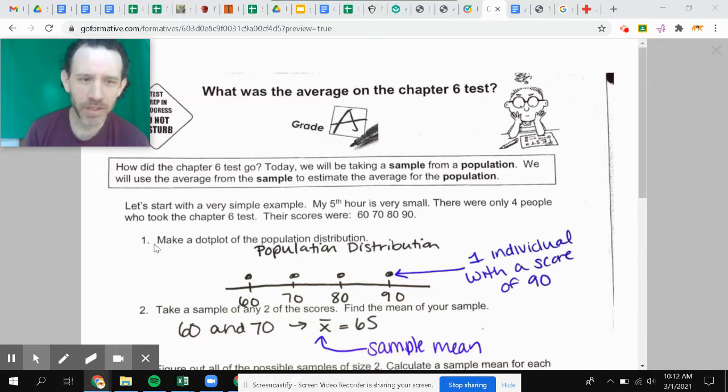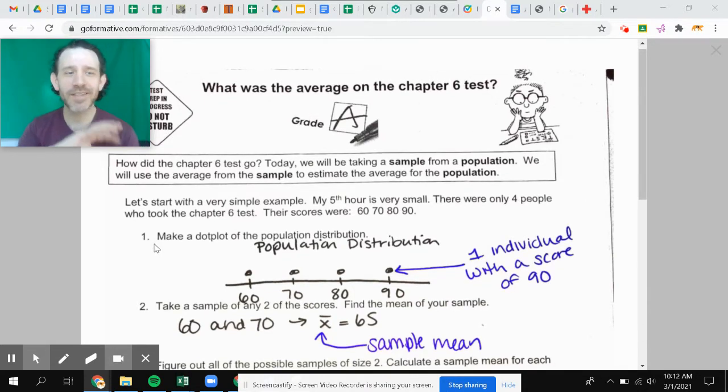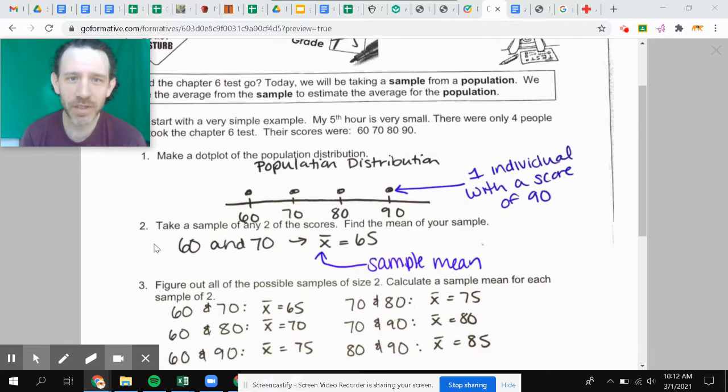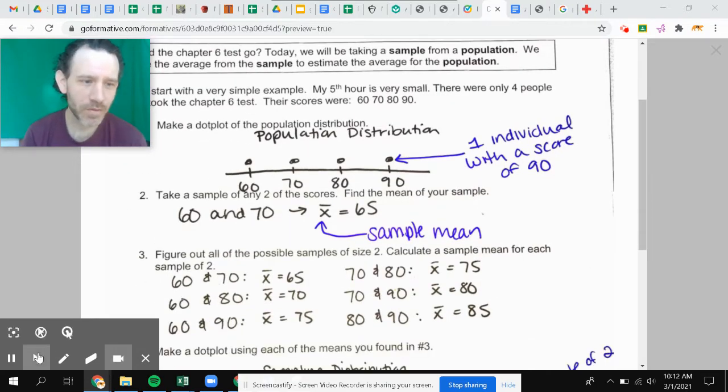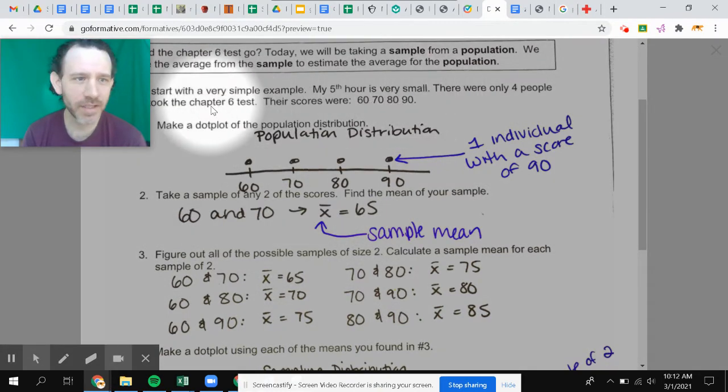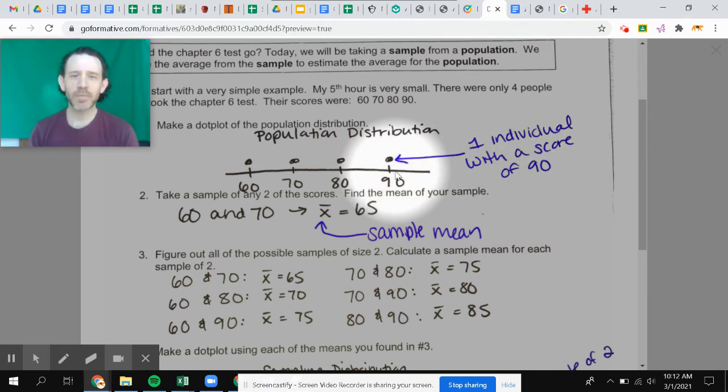So what are we talking about here when I talk about the population? Well, the entire class, that's the 4 students, that would be our population. So if I'm going to create a population distribution, which you see here, I'm going to plot out all the scores of everybody in that population, right? There's one student with a 60, one student with a 70, 80, and then that one individual with a score of 90. That's what you'll see in a population distribution, all the individual outcomes plotted.